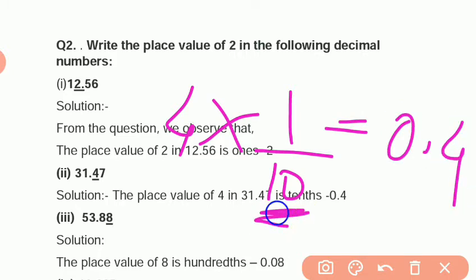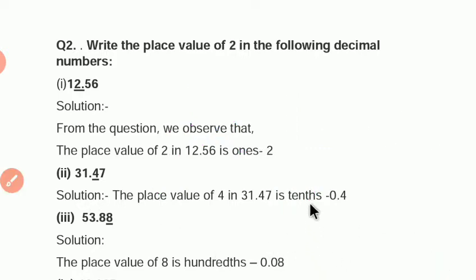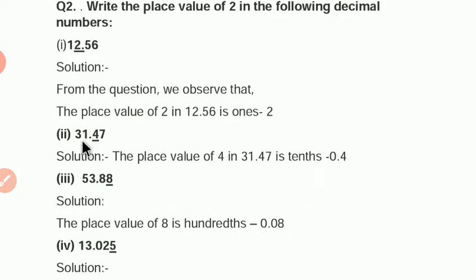Here you can see how many zeros are given. 1 zero. It means the decimal will be after one number from the back. So 0.4. So the place value of 4 here is tens. Tens means 4 by 10 or 0.4. Or you can see that in place of 31 you have to write 0.4 directly.